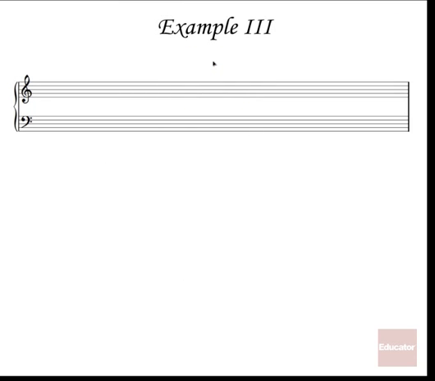Okay, for our third example, let's say we're given a bass line. Let's switch keys to G major. That looks something like this: G, D, C, B. And we're asked to harmonize this bass line.